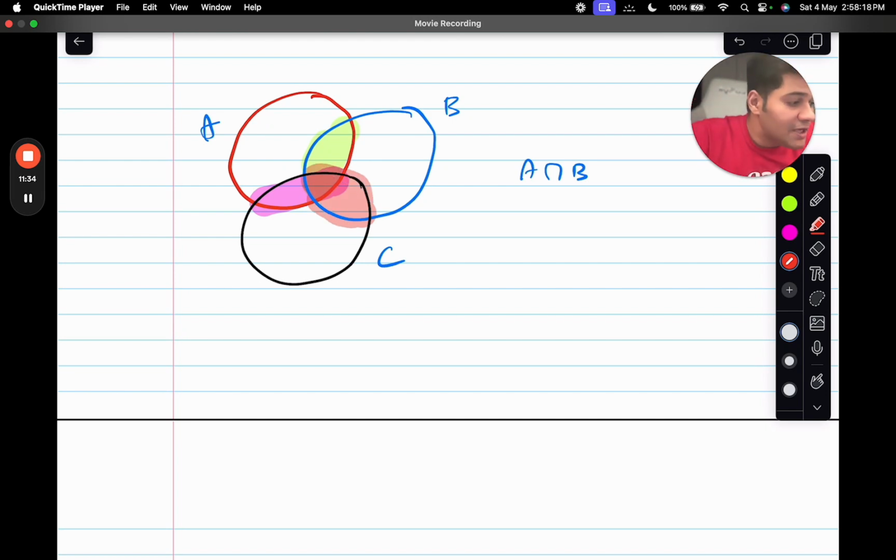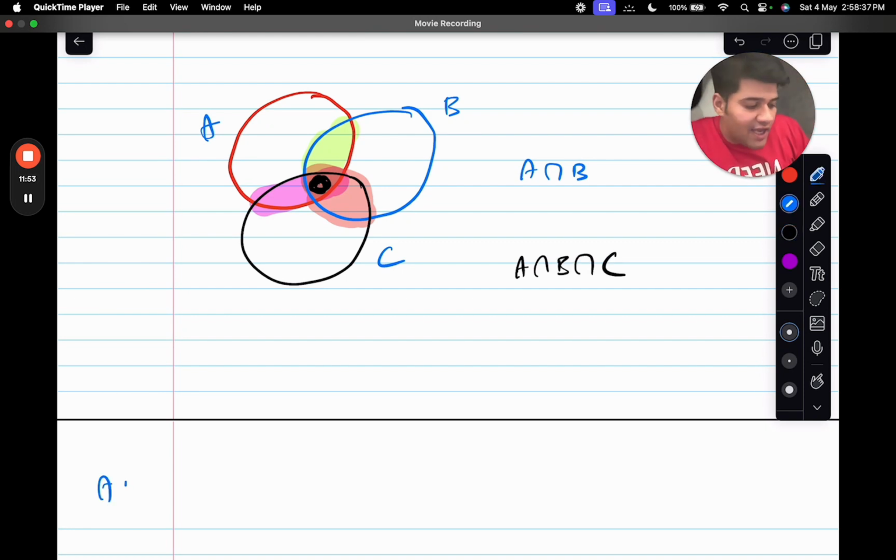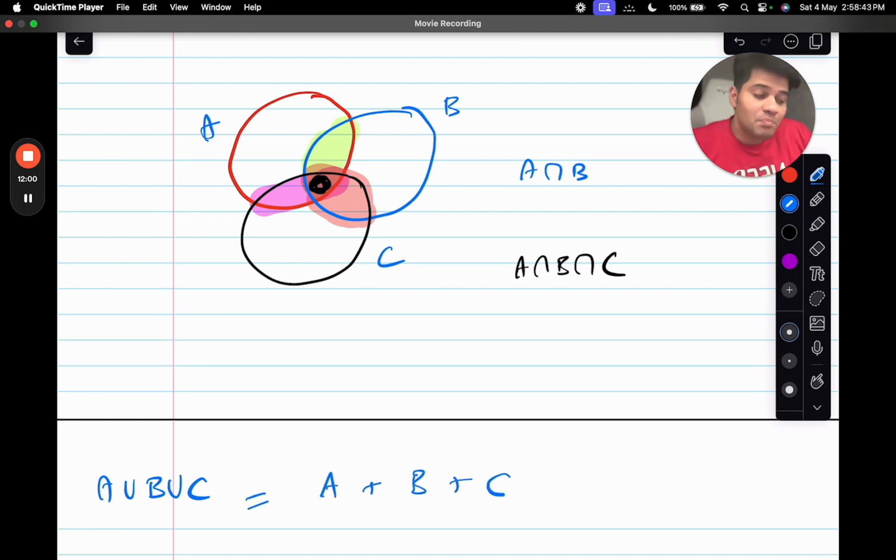Now there is a unique place here, this part. This is the intersection of all 3, people learning physics, chemistry and maths. So this central part is A intersection B intersection C. Now when you want to have a union of A union B union C, if you want to know all the students, you would add A plus B plus C. But you have to realize when you add A and B, this part gets added twice. A intersection B gets added twice.